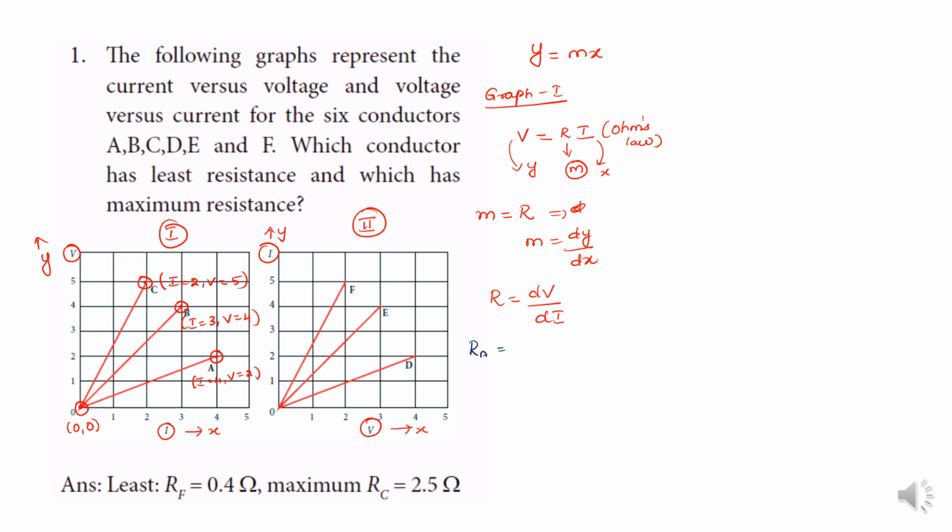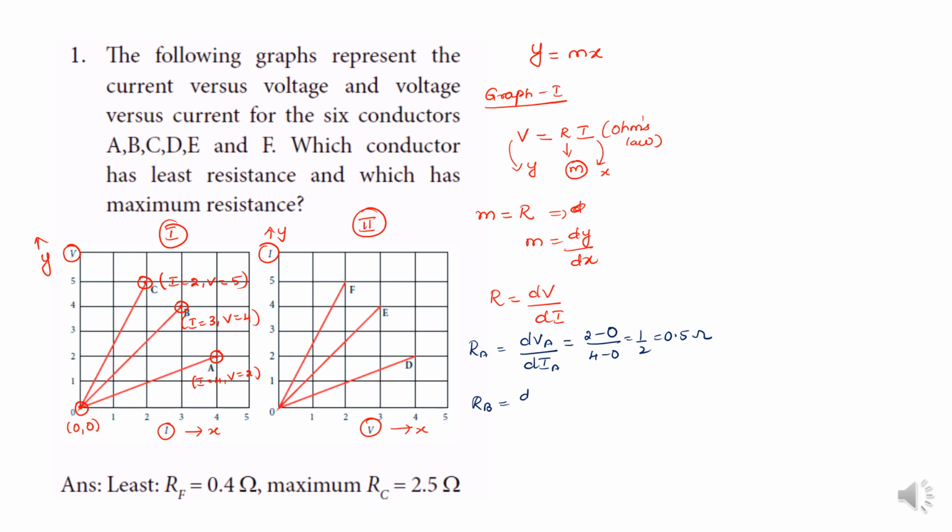RA is equal to dVA, change in potential for A, by change in current for A. So this is equal to, what is dV? 2 minus 0 by 4 minus 0, which is 1 by 2 or 0.5 ohms.